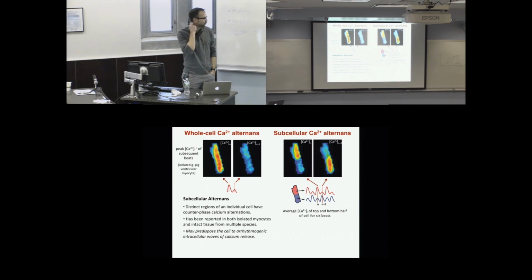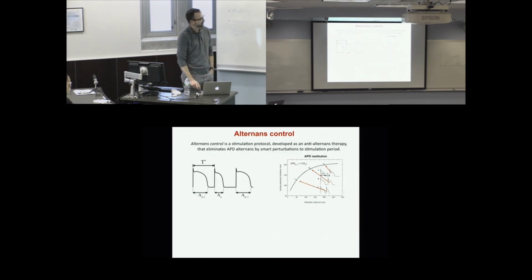This has been reported both in isolated cardiac myocytes and intact tissue. And one reason it's interesting is that it may predispose the cell to arrhythmogenic intracellular waves of calcium release. So for the first part of the talk, I'm going to focus on what is the mechanism of subcellular calcium Alternans. And the way that we've probed this is using Alternans control.